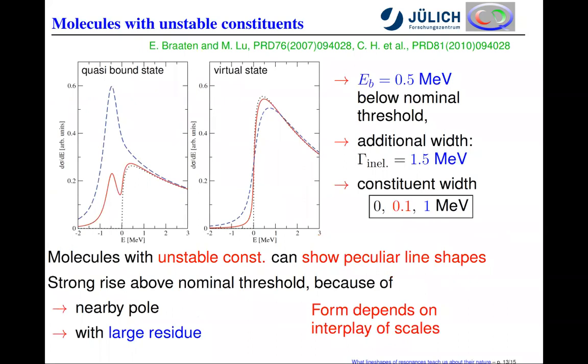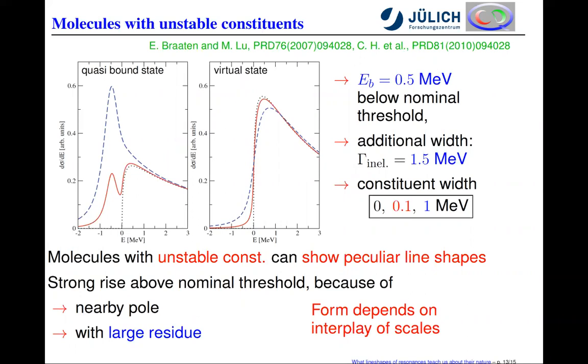There is one issue I would not leave unmentioned when talking about the connection between line shapes and nature of the state. And that is, we get an additional handle experimentally if we have bound states with unstable constituents. This was first pointed out by Braaten and Lu in 2007. And we picked up their idea 3 years later, generalizing what they had also to broader states. And this is what I'm referring to here.